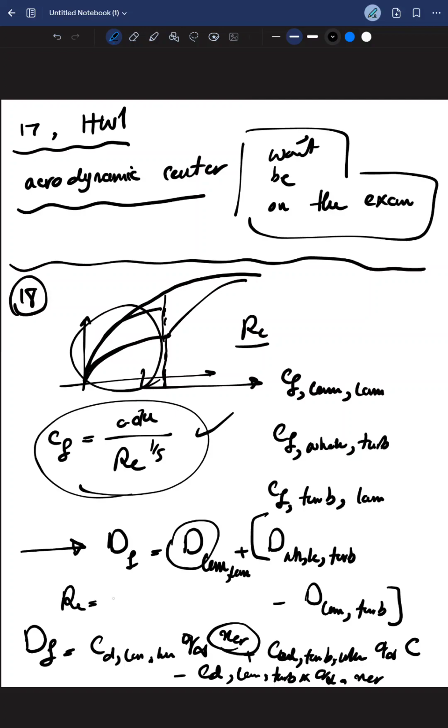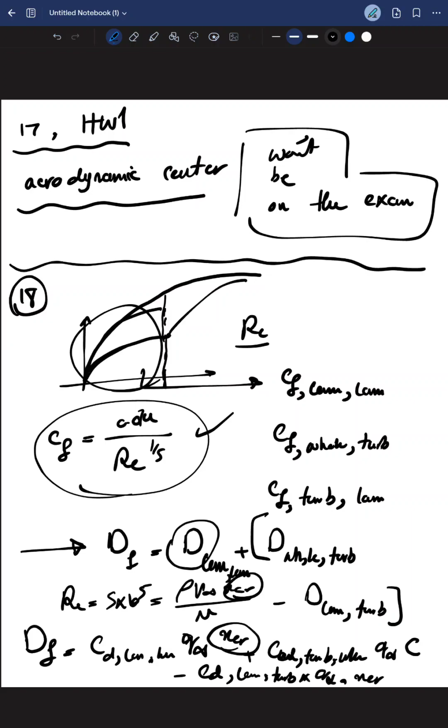For the X critical, the Reynolds number is going to be equal to 5 times 10 to the power 5. We're going to put this in this equation, rho v infinity X critical divided by mu, which means that you can find X critical. This is actually how you determine there is transition here as well.